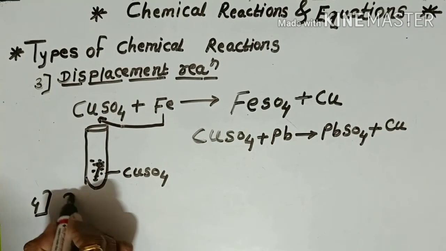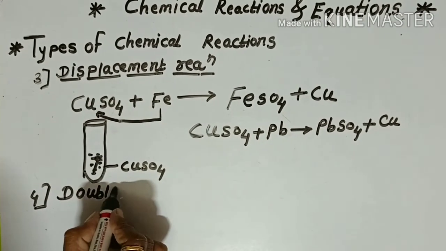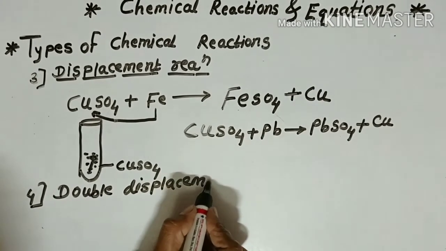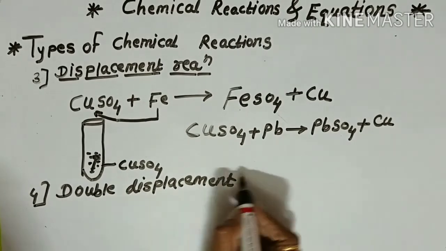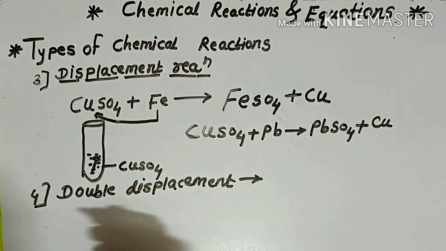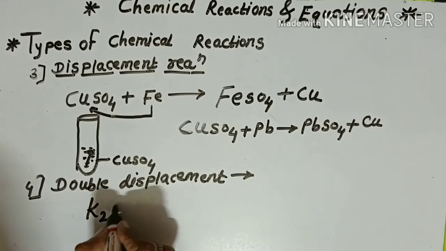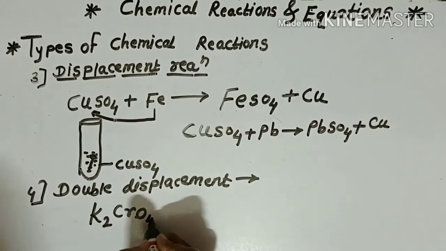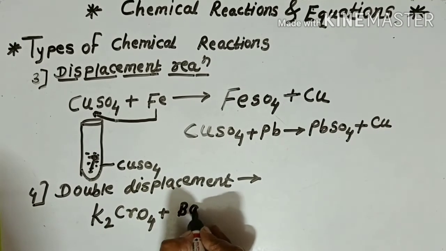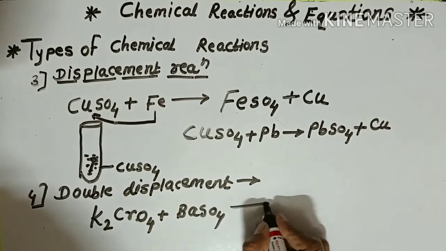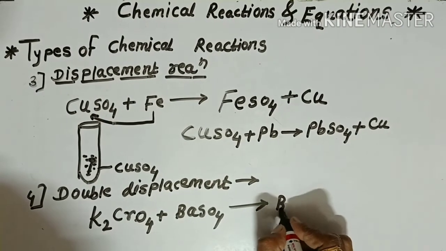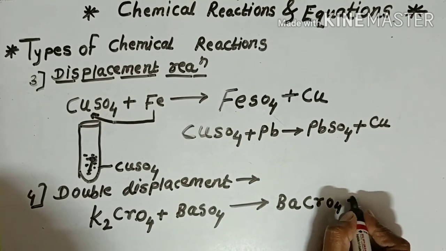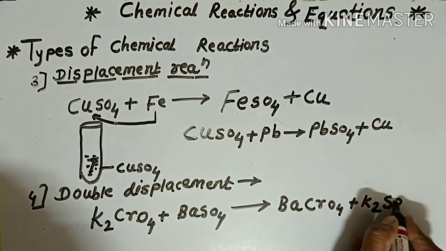The fourth type is double displacement. So what is meant by a double displacement reaction? Suppose one example here: K2CrO4 plus BaSO4. There is a formation of new products, that is BaCrO4 plus K2SO4.